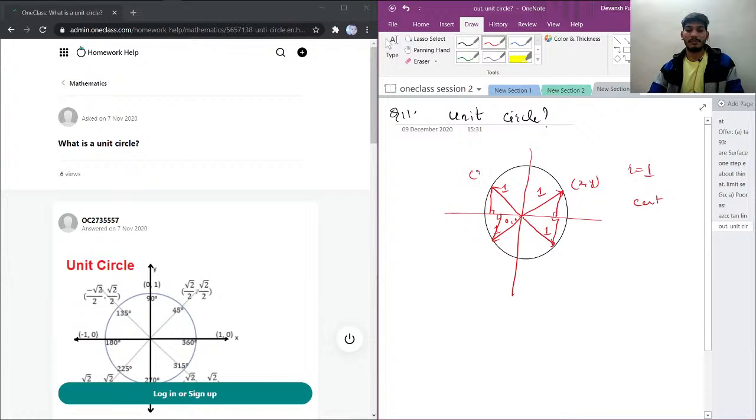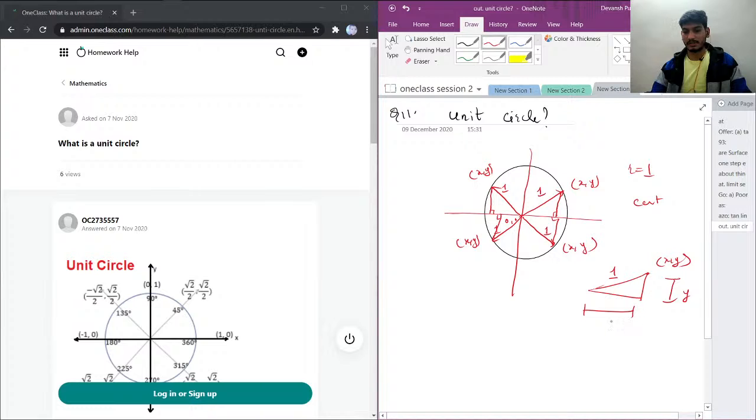For each and every point I have the coordinates. Here also I have coordinates, and here also I have the coordinates. So the thing is that if we draw a perpendicular, then we get a right angle triangle in which the hypotenuse is 1, and we know the coordinates of this point, which is x comma y, and y is going to be this much distance and x is going to be this distance.